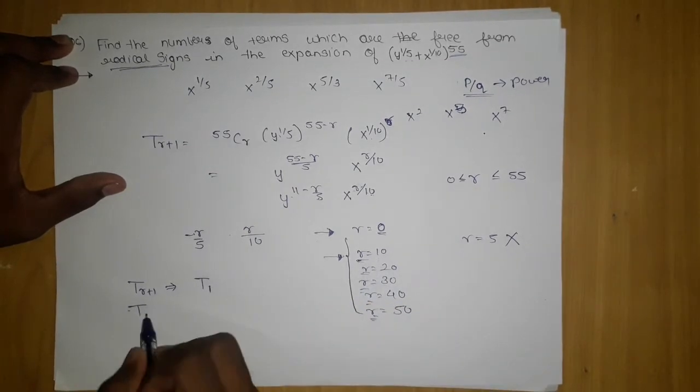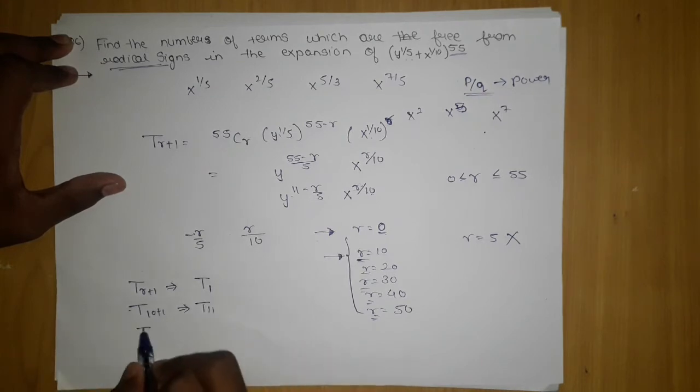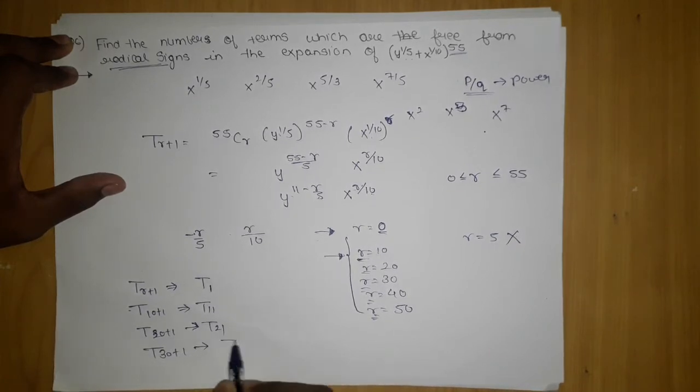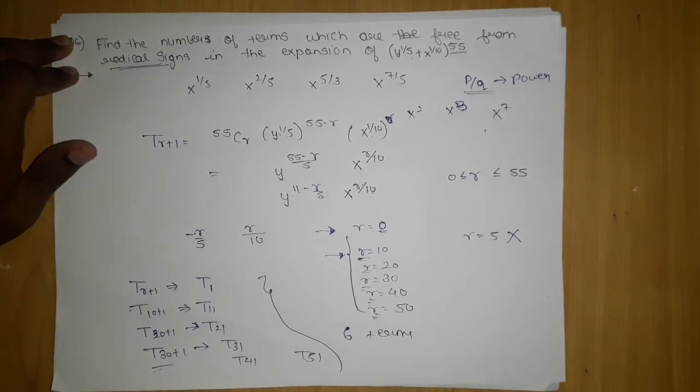So if you substitute 10, it will be 10 plus 1, that is T11. The T11 term will be free from radical sign. 20 plus 1 is T21, which will be free from radical sign. 30 plus 1 is T31, which will be free from radical sign, and simultaneously T41 and T51. So these are the required 6 terms which are free from radical sign, and the positions are as follows: T1, T11, T21, T31, T41, T51.